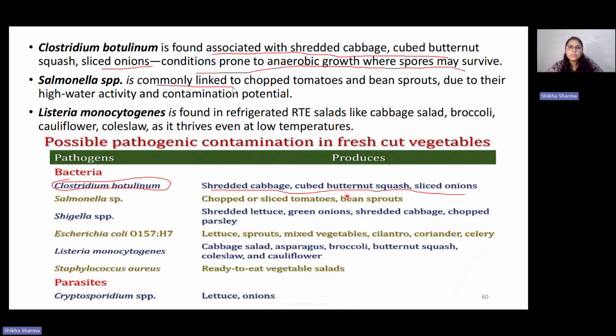Salmonella species is commonly linked to chopped tomatoes and bean sprouts due to their high water activity and contamination potential. And Listeria monocytogenes is found in refrigerated ready-to-eat salads like cabbage salads, cauliflower, and coleslaw, because it thrives or survives in low temperature.